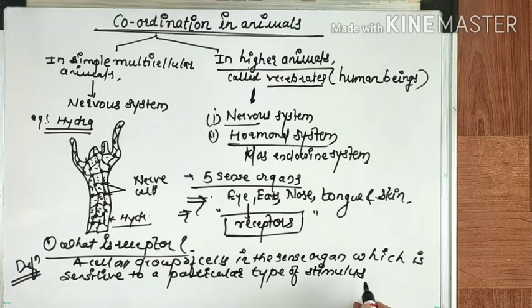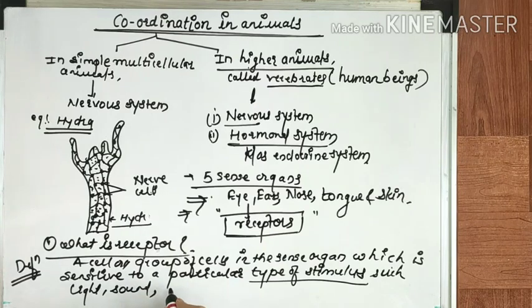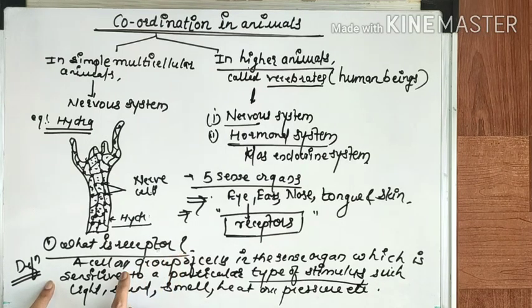Okay, a receptor is sensitive to a particular type of stimulus, meaning a particular type of change in an environment. That change may be a light, a sound, a smell, heat or pressure, etc. That cell or group of cells is known as a receptor. So what did I say? What do you mean by receptor?